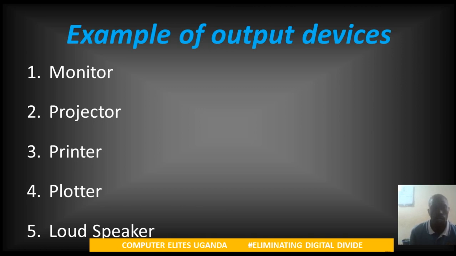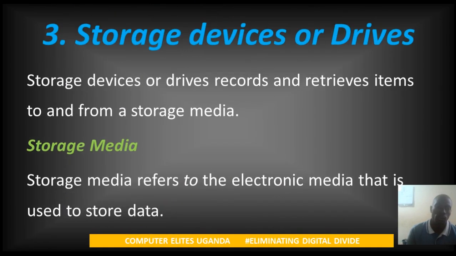Then our category 3, we have the storage devices or drives. When we talk about storage devices or drives, these are the ones that are used to record and retrieve items to and from a storage media. So people always use these drives to read movies, especially people who have DVDs with movies. They use these drives to record.